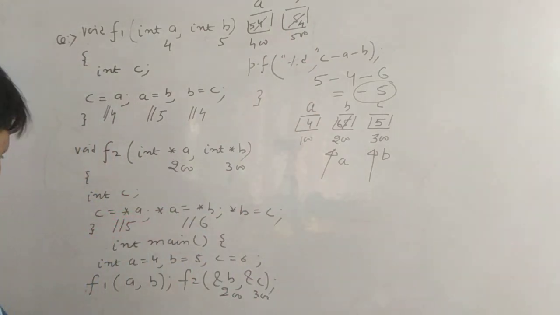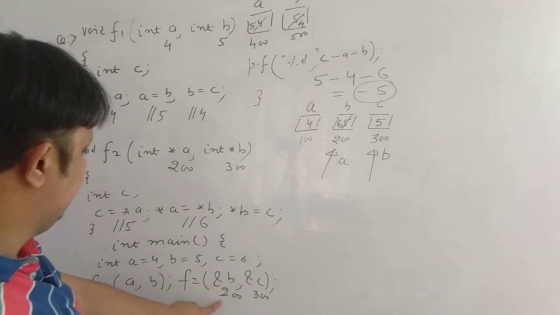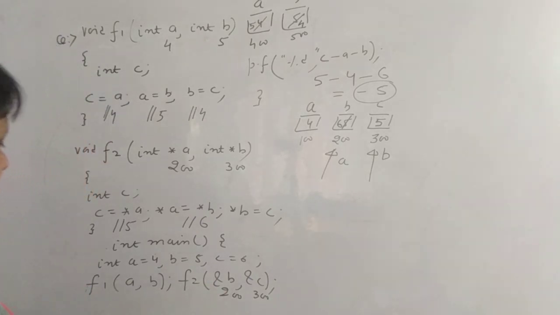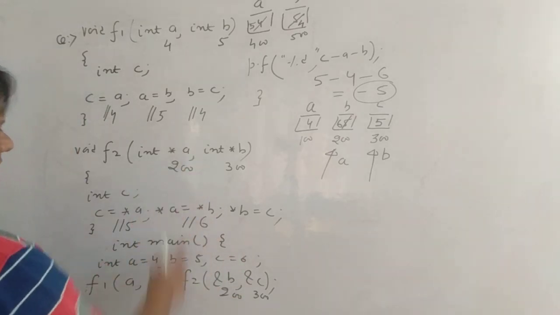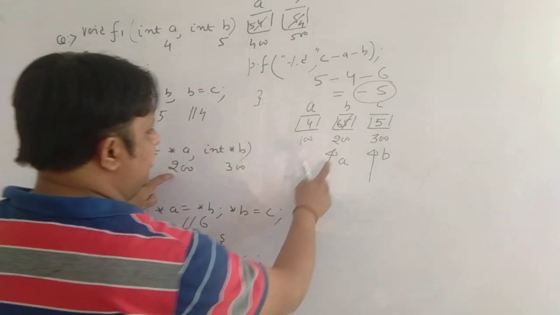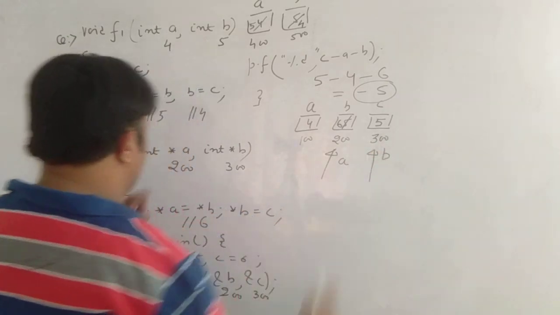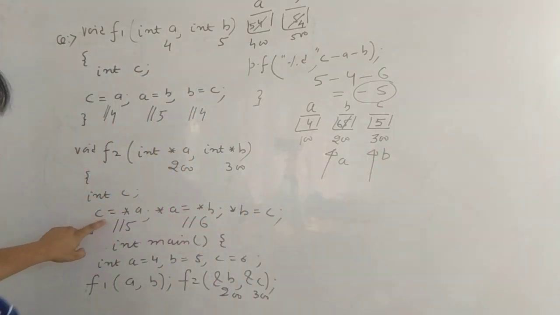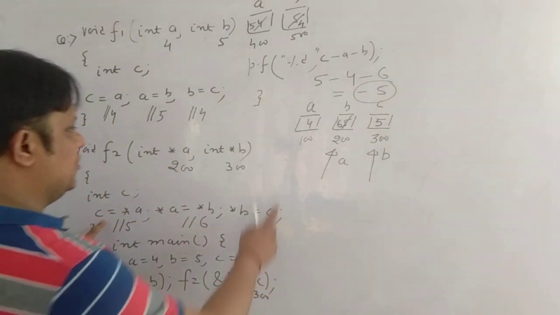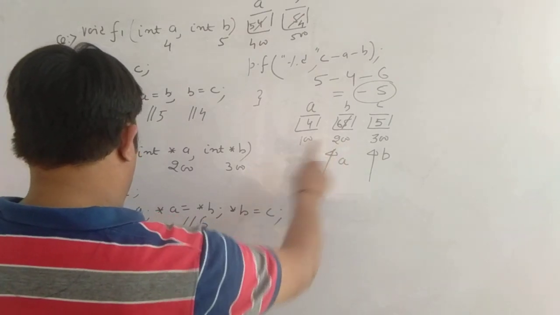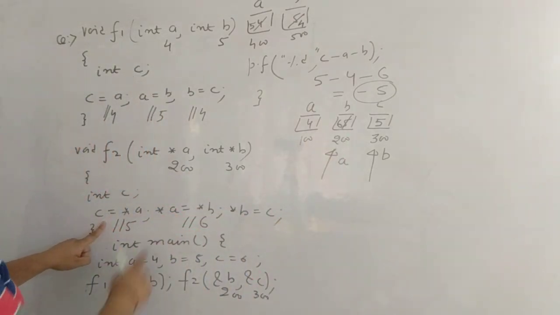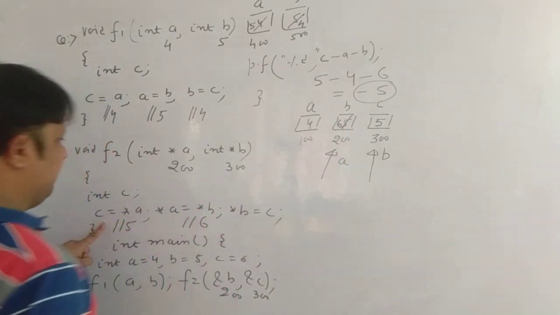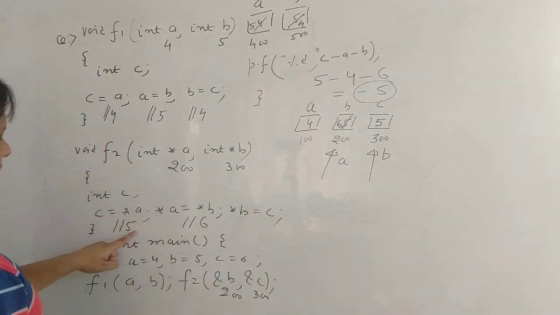Now when the control goes back to the main, what I am doing, I am writing F2 address of B comma address of C. So what I am passing, address of B was 200. I am passing 200 and 300. So A is pointing at your 200 and your B is pointing at 300. Fine. Now C is equal to star A. This A is pointing at 200. Star of this is 5. 5 you are assigning to C. The value of C becomes 5.